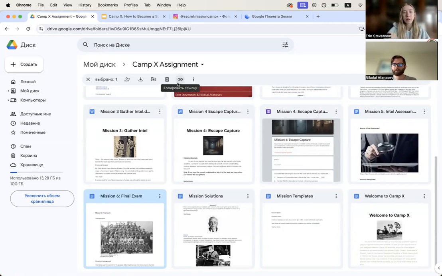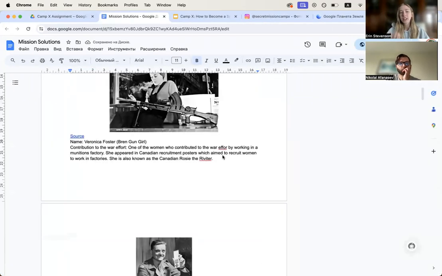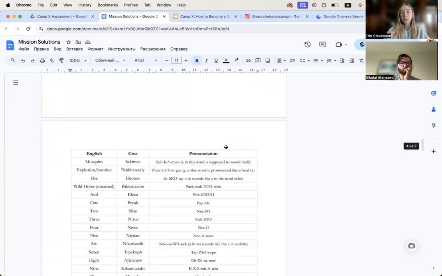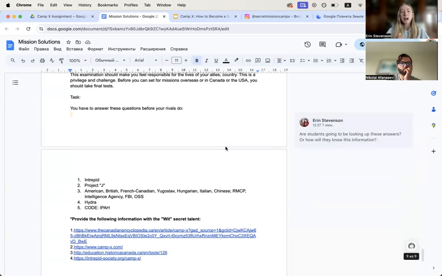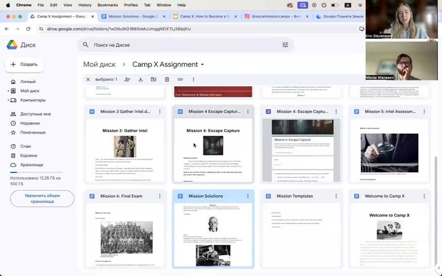However, we also have mission solutions. These are on the game master's level, the head spy level, where they're given all of the solutions, as well as information about any of the buffs or special traits that students might have. It basically tells them, if you give out this mission and a student has this secret talent, give them this information. And this just makes it easier to run and a bit more straightforward.